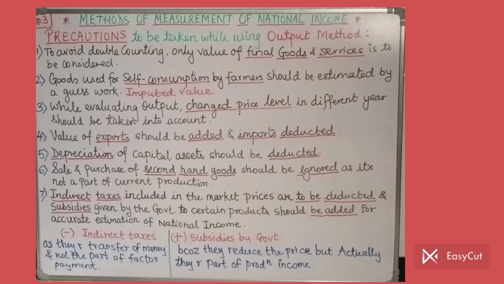That's it. Okay. So precautions, in short, I revise. Double counting avoided, self consumption imputed value added, change in price level considered, exports added, imports deducted, depreciation deducted, second hand items ignored, minus indirect taxes, add subsidies by the government. So that's it for today. Today we finish with the output method, production method, or inventory method. In the next lecture we will be studying the income method and expenditure method.